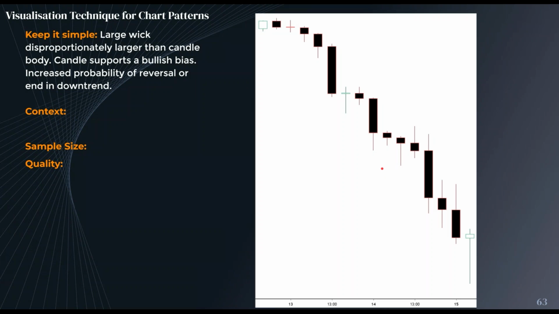So keep it simple. Large wick, disproportionately larger than a candle body. This candle supports a bullish bias, increased probability of reversal or end in downtrend. Now, we haven't quite spoken about trends yet, but assume that a reversal is a weakening or end of a bullish bias.